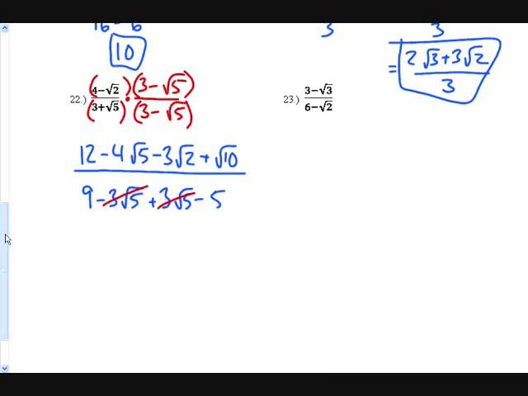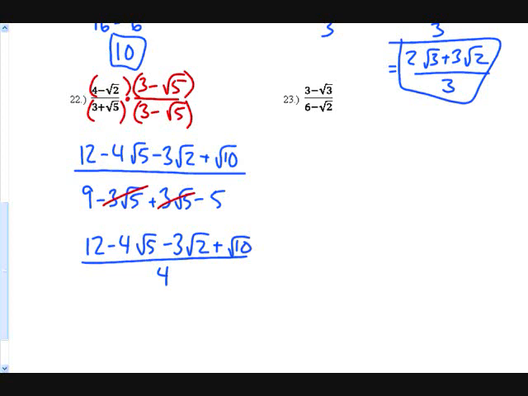I don't have any like radical terms. I don't have anything underneath a square root that I can simplify. So I've got to leave this as a 12 minus 4 square root of 5 minus the 3 square root of 2 plus the square root of 10. There's nothing else I can do there. And now underneath, the 9 minus 5 just gives me a 4. The last thing I can check for is to see if each term has a common factor, something I can divide out of each one. But in this case, they don't.